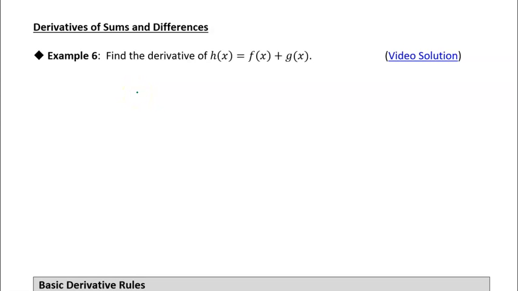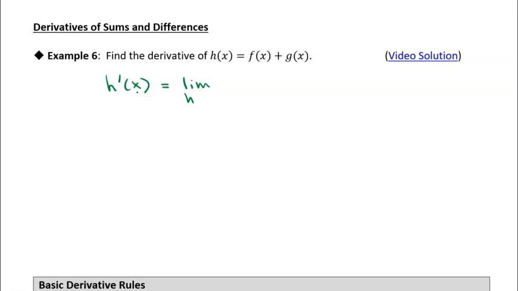All right, so the next thing we're going to look at is what happens when we find the derivative of the sum of two functions. So we have this new function h of x, which is defined as the sum of two functions. Now, even though we don't know what f of x and g of x are, we can still apply the limit definition of a derivative, right? So that's all we're going to do.